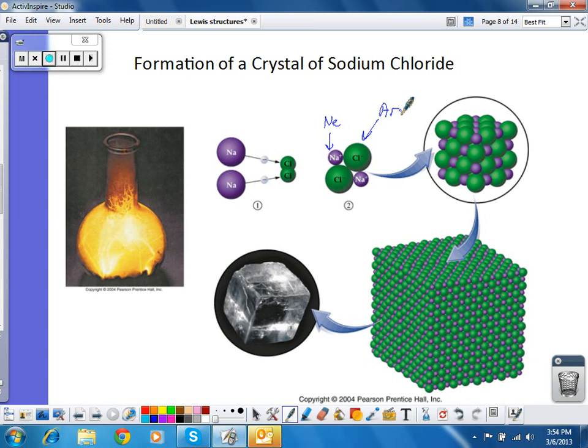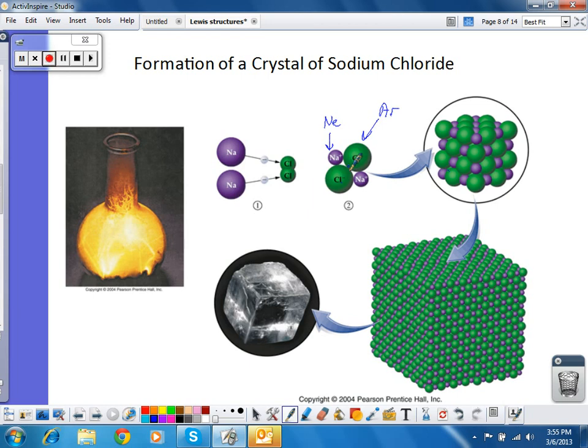Positive and negatives attract each other. They form this structure that's called a crystal lattice. And the strength of the force of attraction in that crystal lattice is called lattice energy. That is the strength of attraction between the positive and negative charges. And according to Coulomb's law, lattice energy increases with increasing charge. So negative 2 ions, positive 2 ions have stronger bonds, stronger force of attraction. They have higher lattice energy.